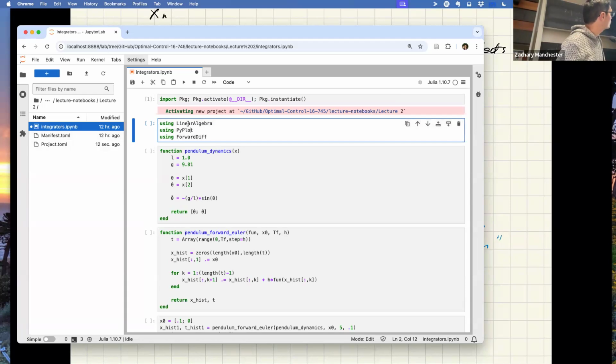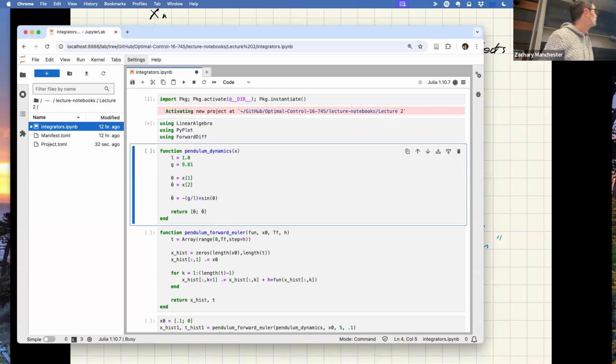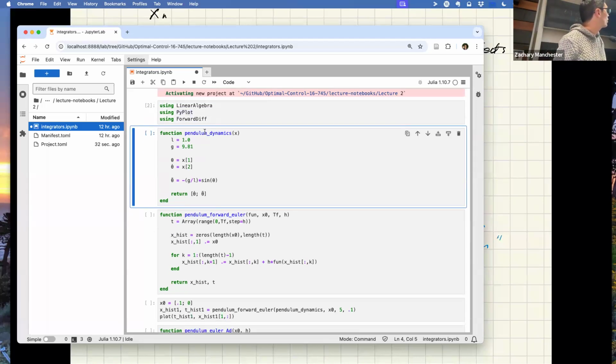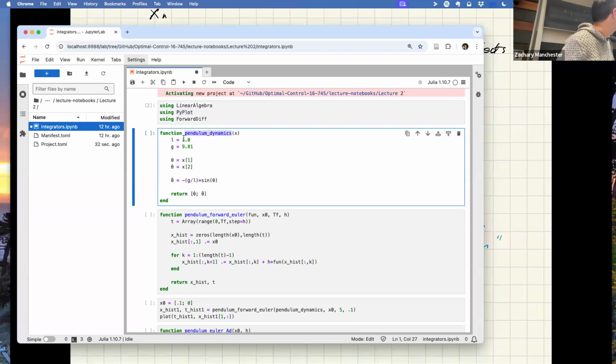I'm going to import a few packages, linear algebra for obvious reasons. PyPlot is matplotlib from Python, exactly the same interface. So plotting is easy. It also has pretty much the same interface as MATLAB's plotting library. And then ForwardDiff is the auto diffing, which we're going to use in a sec. Cool. So here I wrote down our continuous time pendulum dynamics with the length and the mass set to 1. And then gravity is 9.8, what we're used to.